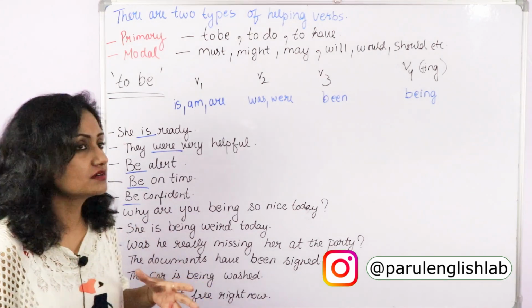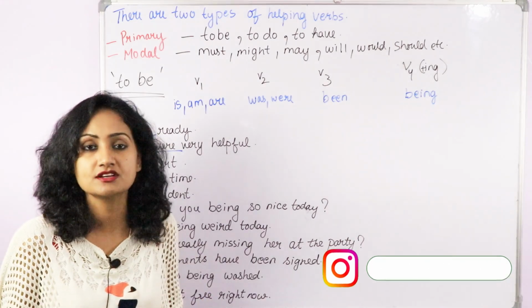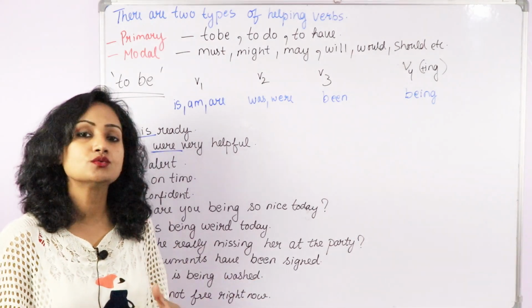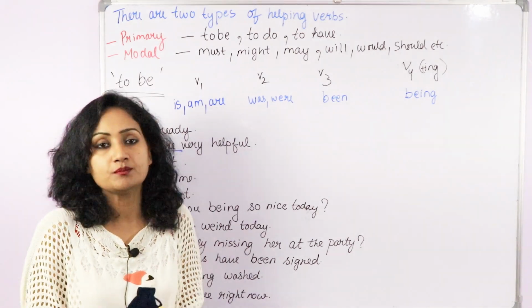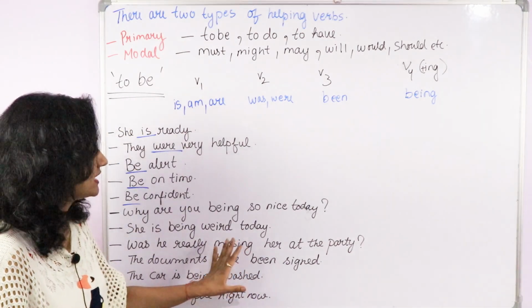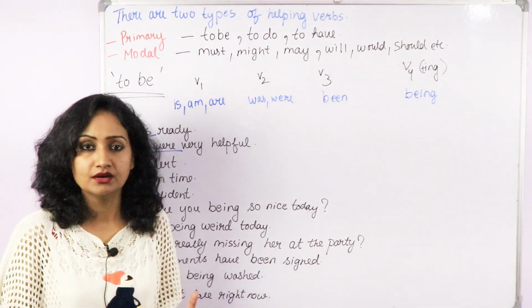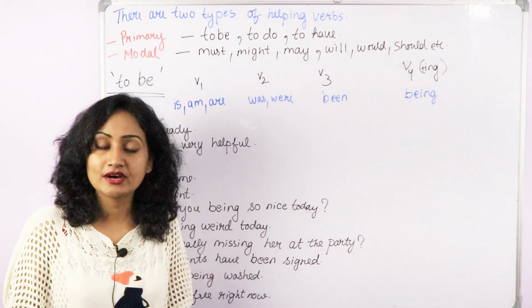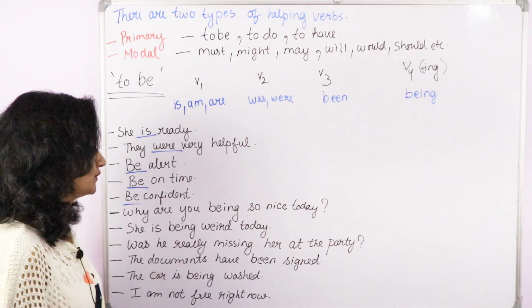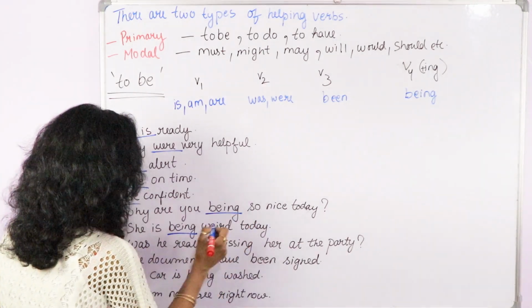She is being weird today. She is being weird. She is acting weird. She is behaving weird. So this way, when you talk about someone who is acting or behaving in a particular manner, then we can use being in continuous form. Why are you being rude to him? Okay, why are you being so nasty? So being, why are you behaving like this? Okay, so this way we can use being in continuous form.